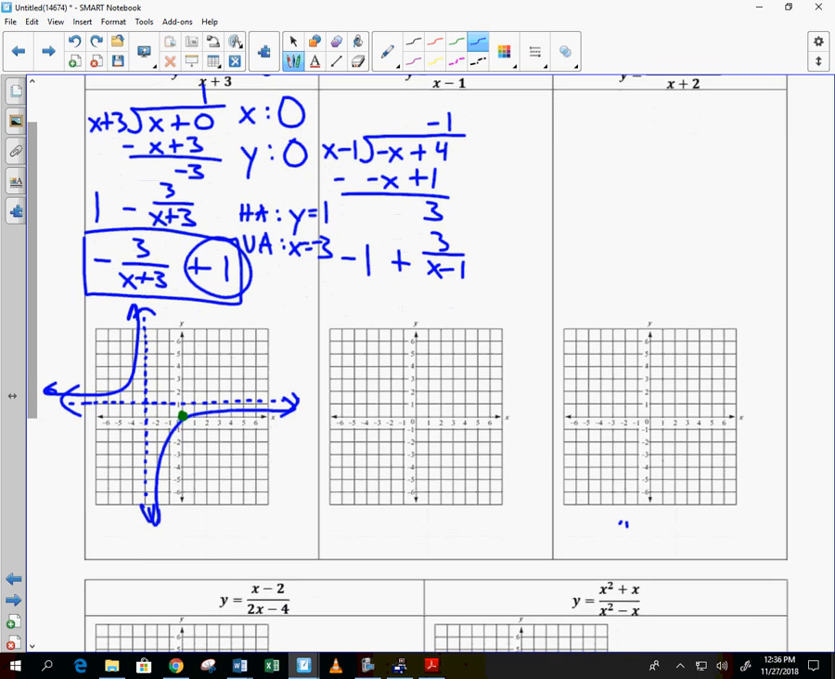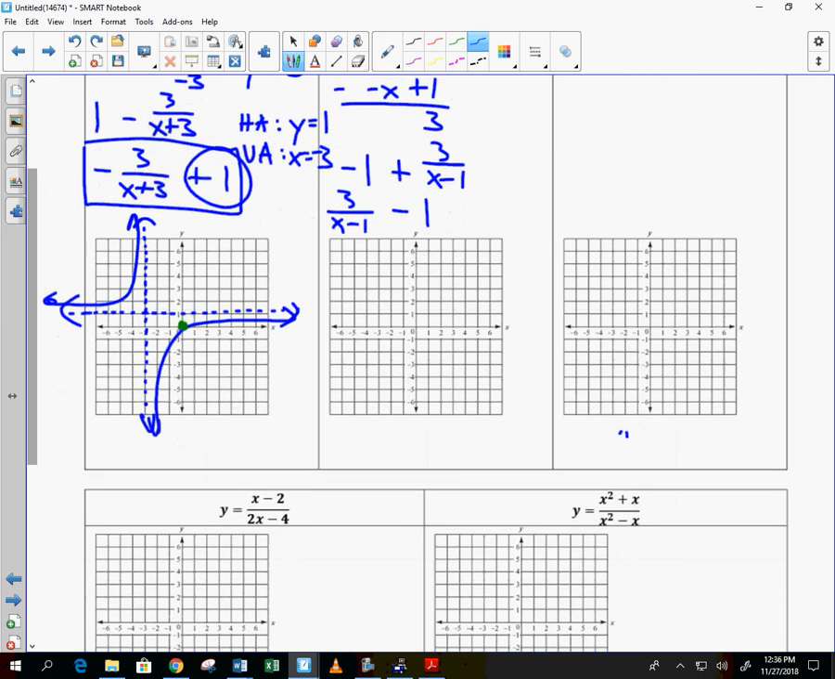If I just switch it around, 3 over x minus 1 minus 1, now it's in a form that I know how to graph. Can somebody tell me about my shifts and transformations? Good. Down 1 and right 1 is what I heard.